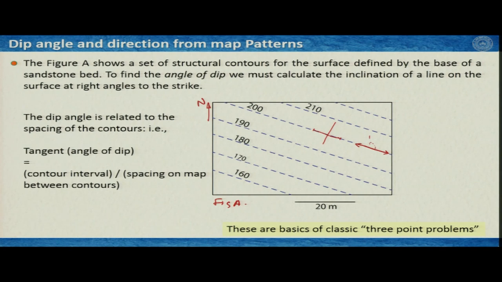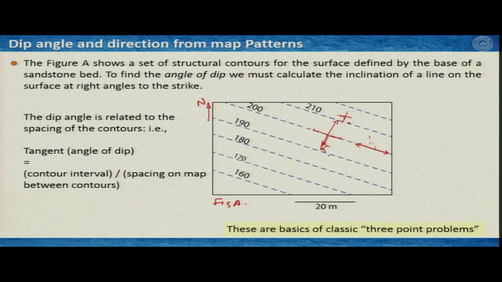Now, one can be confused here about which way the dip direction is, whether it is on this side or on this side. That is not a very tough job, because you see that the structural contour is increasing this side, here it is 160, here it is 210. So, that means the bed must be dipping in this side, not in this side. So, dip direction is towards this side.